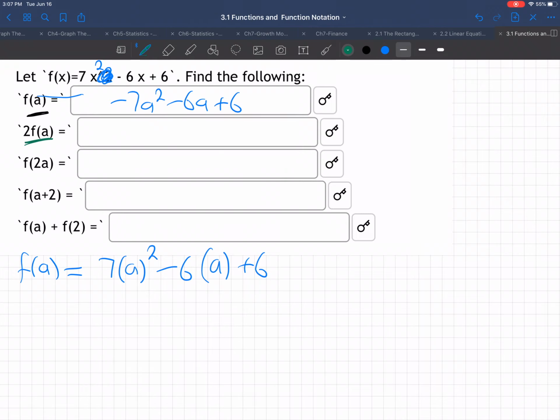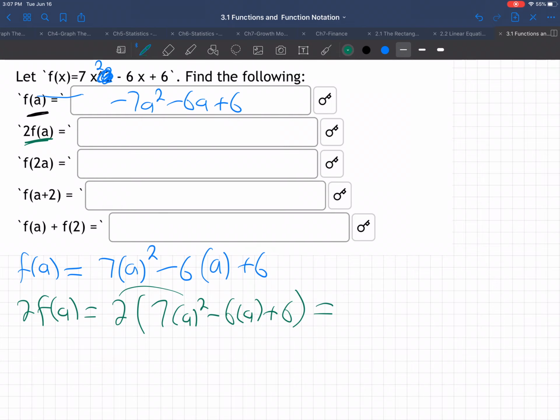The next one, we have a 2 on the outside of f of a. So we put 2 on the outside and we plug a in again. And so then that 2 is going to distribute like things on the outside of parentheses always do. So that'd be 14a squared minus 12a plus 12.